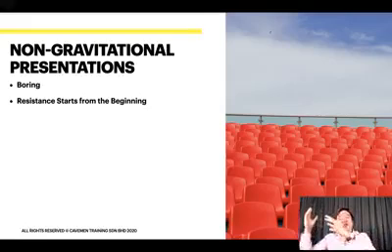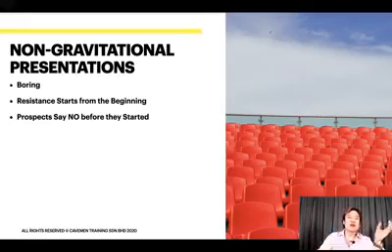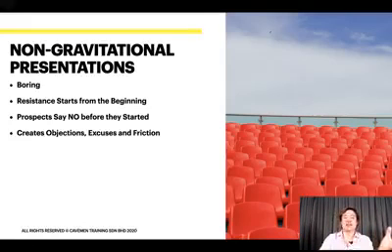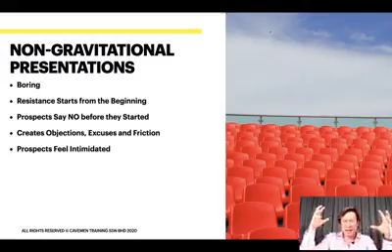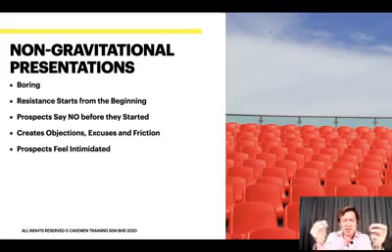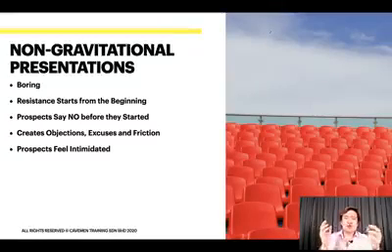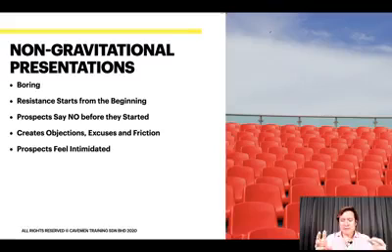Remember, if you're not gravitating, you're repelling. Okay, your prospects start saying no before they get started. You start creating objections, excuses, and friction the whole time. A poor presentation creates opportunities for objections and excuses and friction. All right. And people dump in too much information. The more information you keep dumping to people, the more objections come up, right? So how do you strategically place your information?